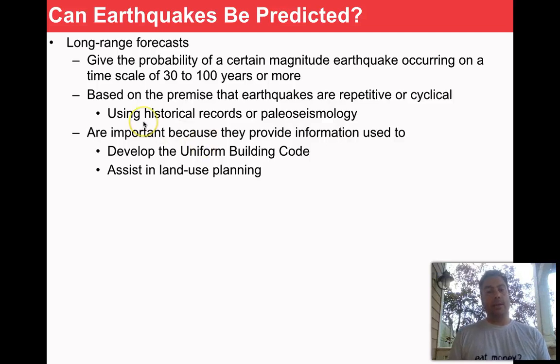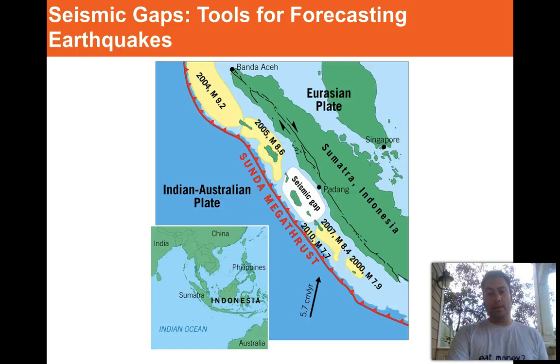We can use a couple of techniques other than just simply looking at old records. We can actually look at the earth itself. We can use historical records, like I was talking about the monks and the monasteries in China, but we can also do something called paleoseismology. This information is useful for developing a uniform building code in an area, and it also assists in land use planning. Paleoseismology is a cool study. This is where you actually get to go out and dig up faults and learn about them. I'll show you an image of this momentarily.